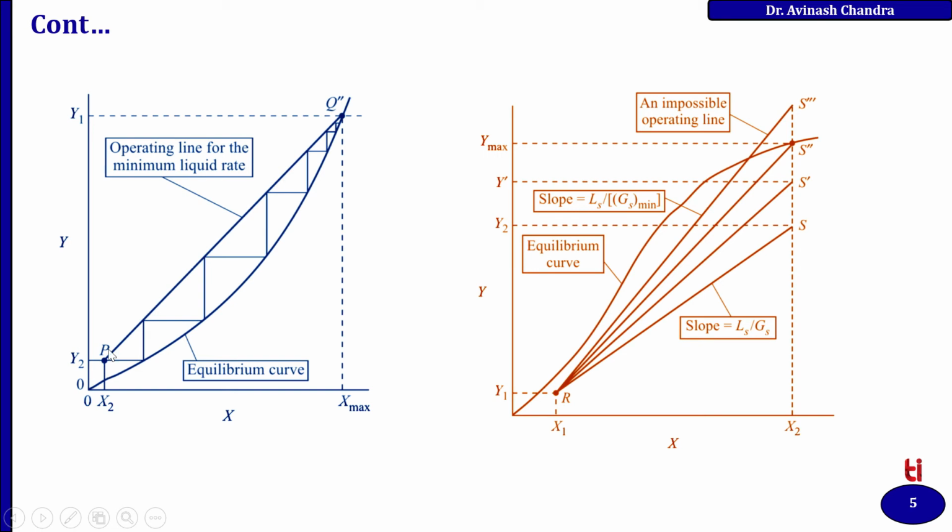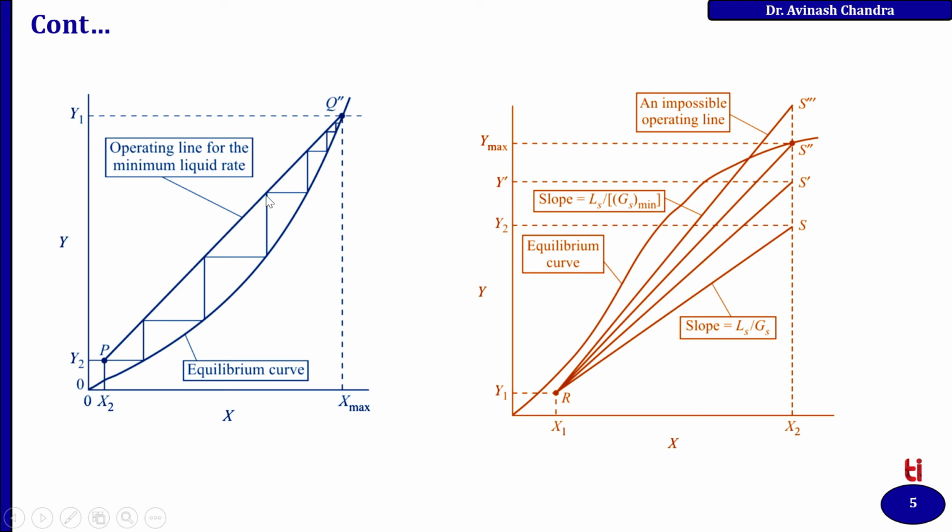It is important to know that the absorption operation is only possible in this range, where this line is within this curve. So these horizontal and vertical lines provide you the number of stages, or number of ideal stages, required for the separation.